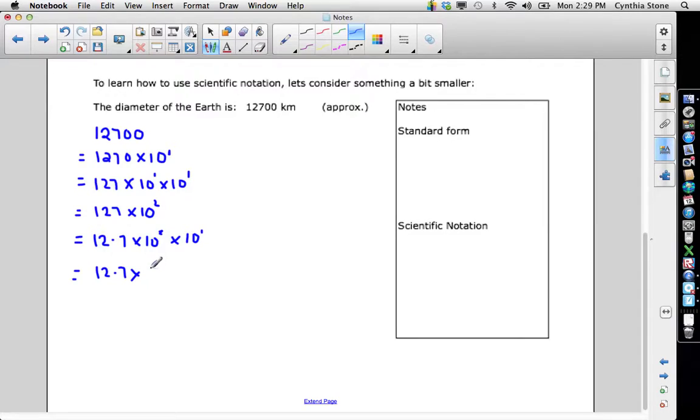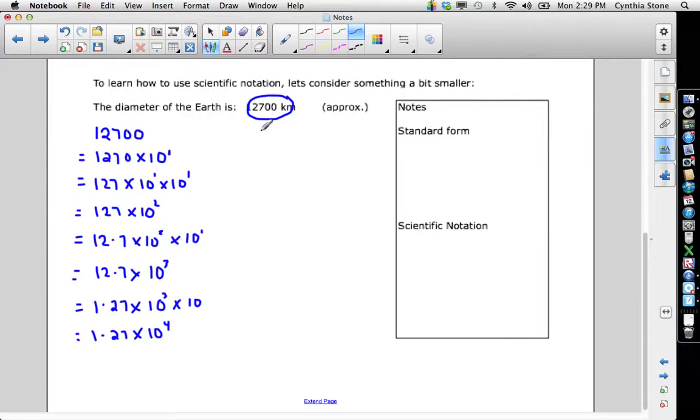So 10 to the 3. It's still a 2, by the way. And then proper scientific notation is usually one number on the left of the decimal place. So I'm going to say 1.27, again, times 10 to the 3 times 10, which is 1.27 times 10 to the 4. And that's the end result. That's this number in scientific notation.